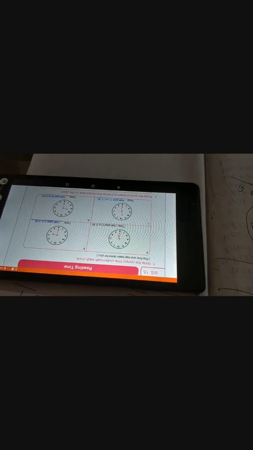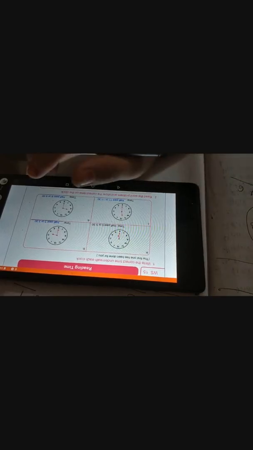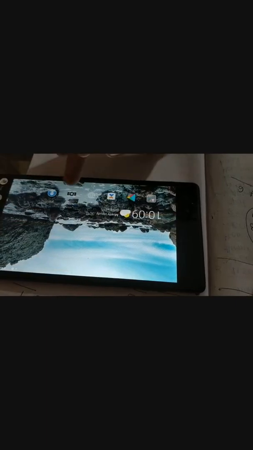Okay students, I hope your work is complete. Now we'll start the next question. Read the word problems and write the correct times on the clock. So students, here is a word problem.